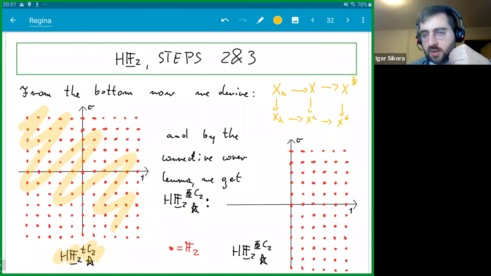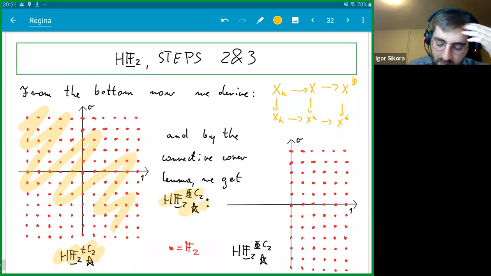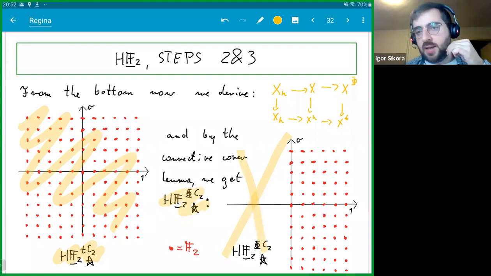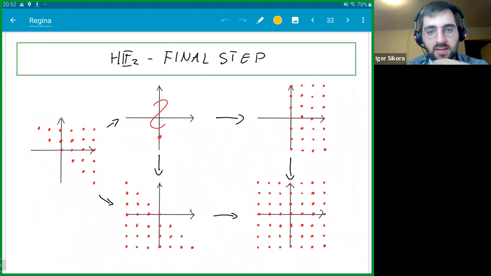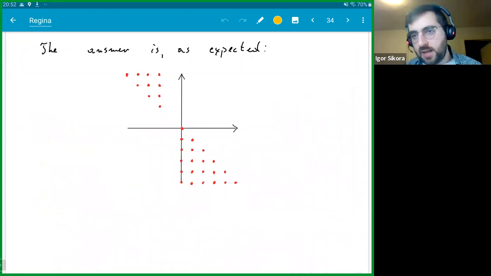And by the connective cover lemma, we also get the coefficients of the singular spectrum. So the connective cover lemma in this case is telling us just that we are cutting off everything which has degree lower than 0. So finally, this is the diagram which we are supposed to compute. And now the grand finale is that the answer is as expected. So this is what I gave you in the beginning.